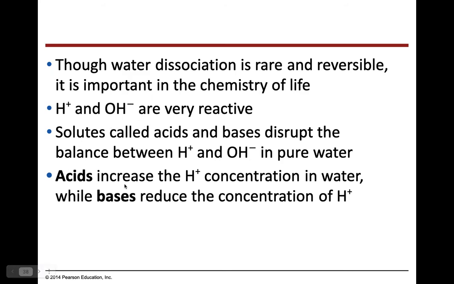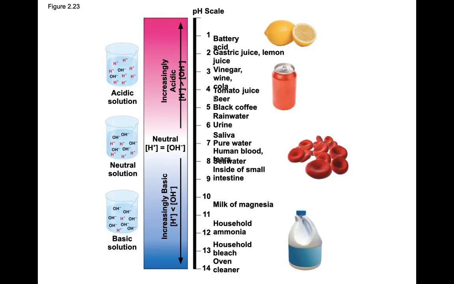Now, acids are always going to increase the H positive concentration, while bases are going to reduce the concentration of H positive ions while also increasing hydroxide ions. So when we look at the pH scale, and this is really important just in terms of context, a neutral pH is a pH of 7, and that means that we have an equal amount of hydrogen and hydroxide ions, which means that the acids and bases are going to cancel each other out.